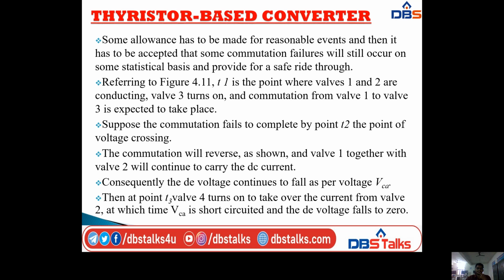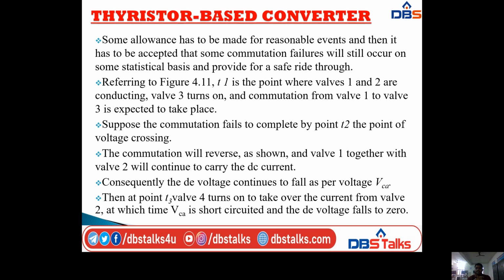Some allowance has to be made for reasonable events, and then it has to be accepted that some commutation failures will still occur on some statistical basis, and provide for a safe ride through. Okay, so referring to the diagram of 4.11, I will show the diagram later.